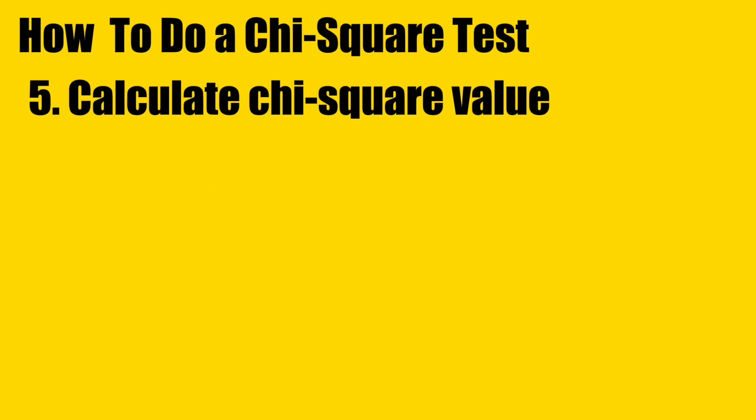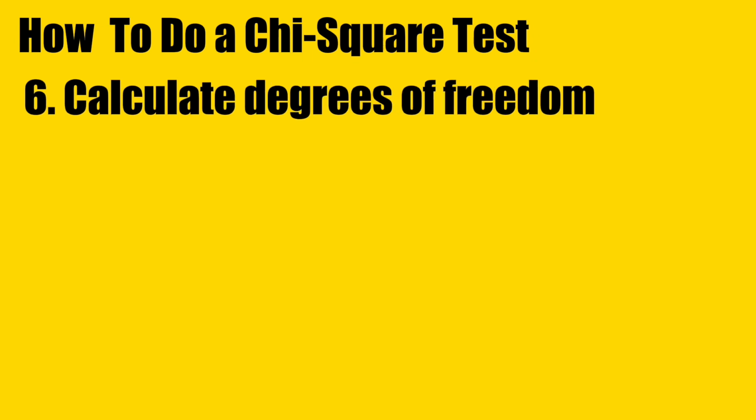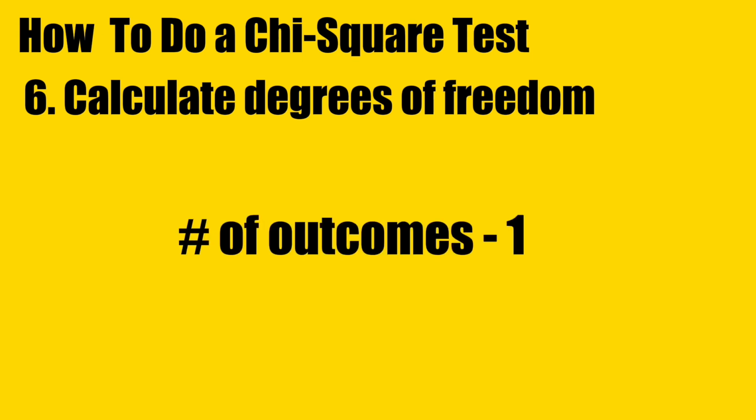Number 5, calculate the chi-square value with this formula, which you will get on the formulas reference sheet on the exam. The sideways M means you add all the values together at the end. The O stands for observed values, and the E stands for expected values. Number 6, calculate degrees of freedom, which degrees of freedom is just number of outcomes minus 1.